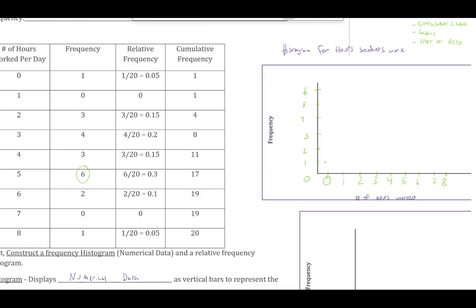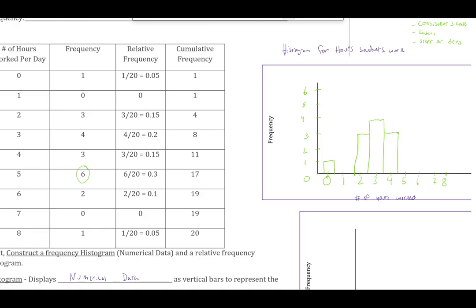So zeros. 1 student works 0 hours per day. 0 students work 1 hour per day, so we're not going to put a bar at 1. 3 students work 2 hours per day, so we'll put a bar here that goes up to 3. 4 students work 3 hours per day, and as we talked about before with histograms, the bars must touch. Since we're talking about numerical data, there is a specific order to them. 2 is followed by 3, so the bars between 2 and 3 will be touching. 3 students work 4 hours.